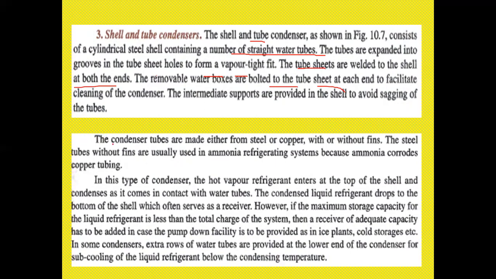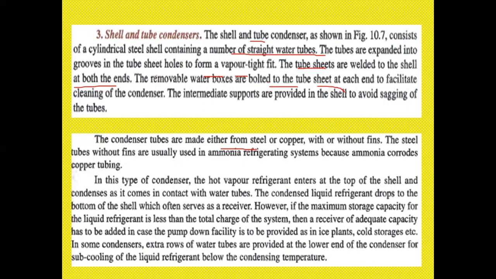The condenser tubes are made of steel or copper, with or without fins. The steel tubes without fins are usually used for ammonia refrigerant systems, because ammonia corrodes copper tubing. In this type of condenser, the hot vapor refrigerant enters at the top of the shell and condenses as it comes in contact with the water tubes. The condensed liquid drops down to the bottom of the shell, which often serves as a receiver.